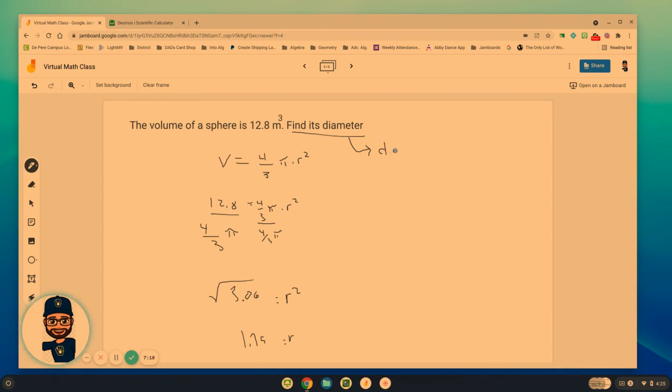But they asked me for the diameter. Well, a diameter is 2 times the radius, or 2 of 1.75s, which means our diameter is about 3.50 meters. So you can see how we had to work backwards and then take that root to help us find the radius. Once we found the radius, we use that to find the diameter.